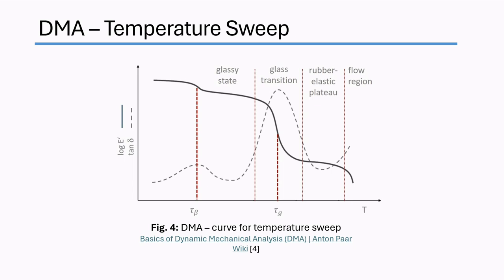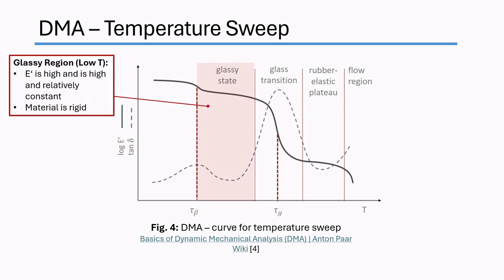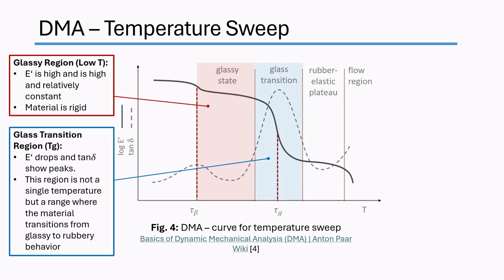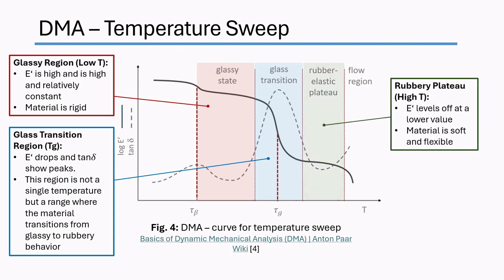So moving on to this graph over here, we can see that there are three distinct regions for the material behavior with changing temperature. The first is the glassy region, where the storage modulus is relatively high and constant. This tells us that the material is rigid. Then, as the temperature continues to increase, we see the glass transition region, where there is a sharp decrease in the storage modulus, and we can see the transition from glassy to rubbery behavior. Lastly, we have the rubber elastic plateau, where the storage modulus levels off at a lower value, and this tells us that the material has become soft and flexible at really high temperatures.